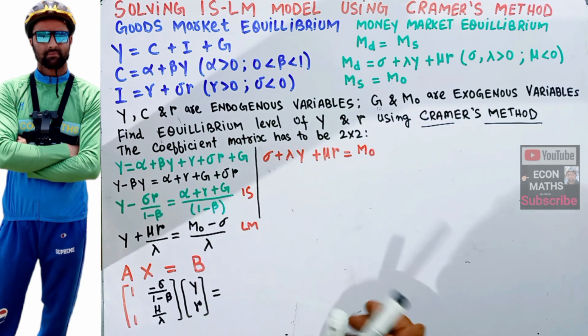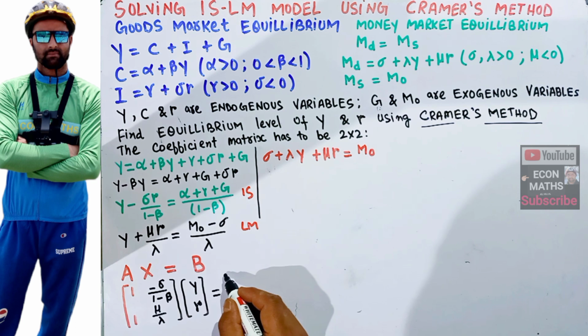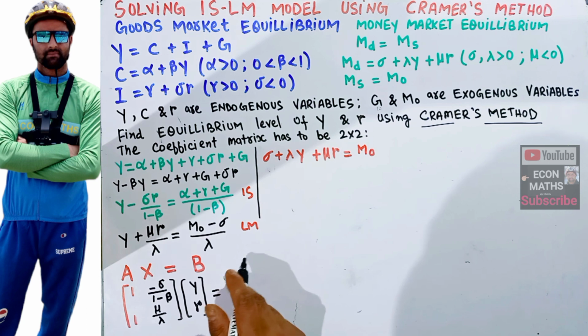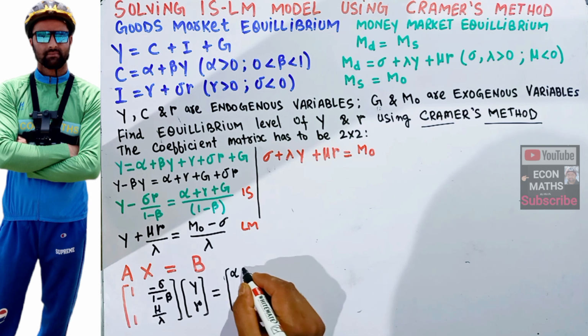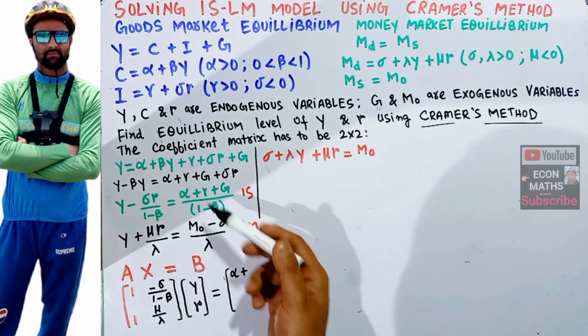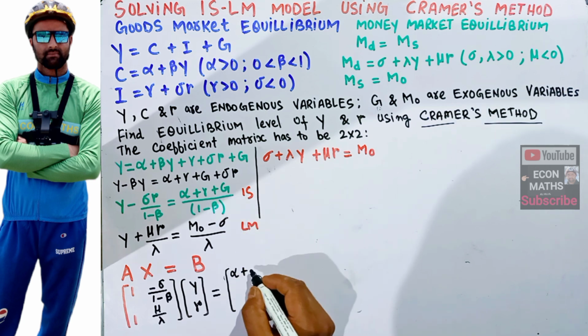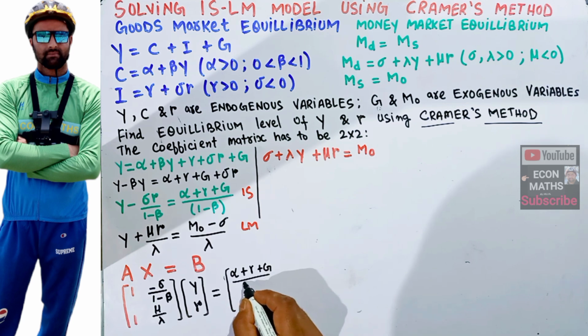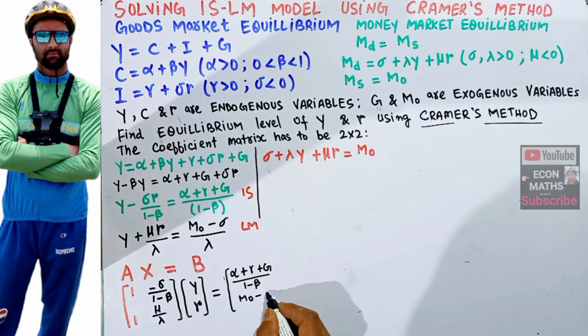Let me write it here, so it will get messy. So we have two terms here. We have alpha plus, what is here, it is gamma plus g divided by 1 minus b. This is only one term. And here the next term is m naught minus rho divided by lambda.